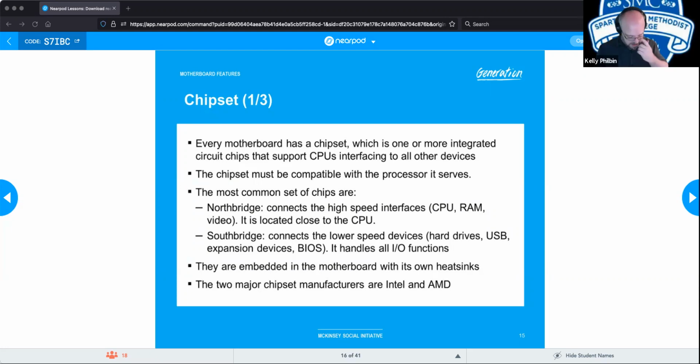North Bridge. It is the closest chipset to the CPU, and it's identified by the heat sink sitting on top of it, those metal prongs. Heat sink. So it is siphoning the heat away from the chip to help it cool down. Very good.